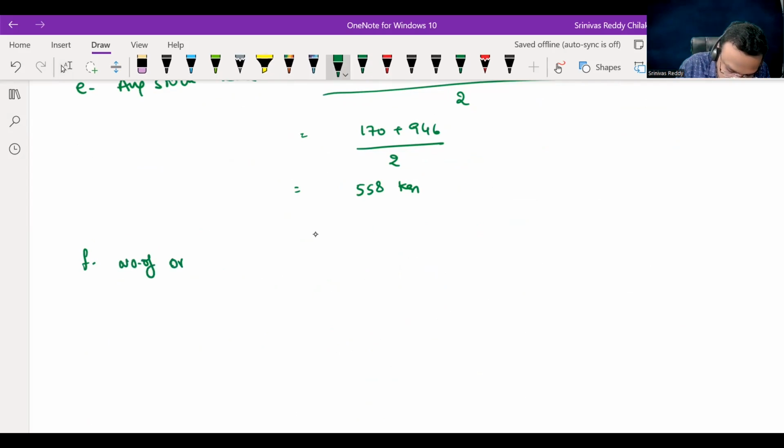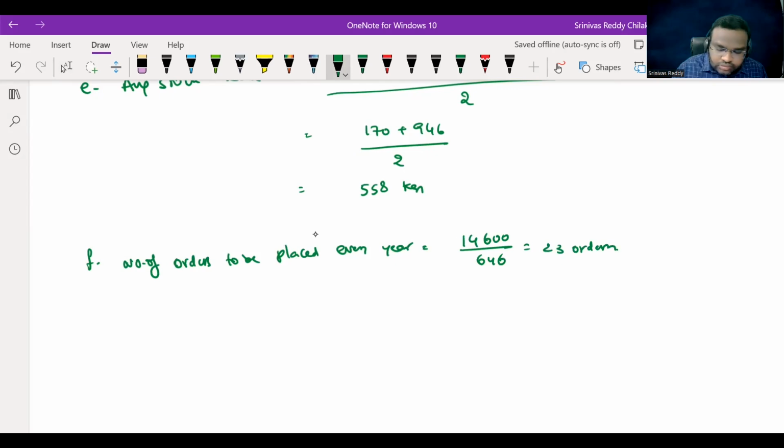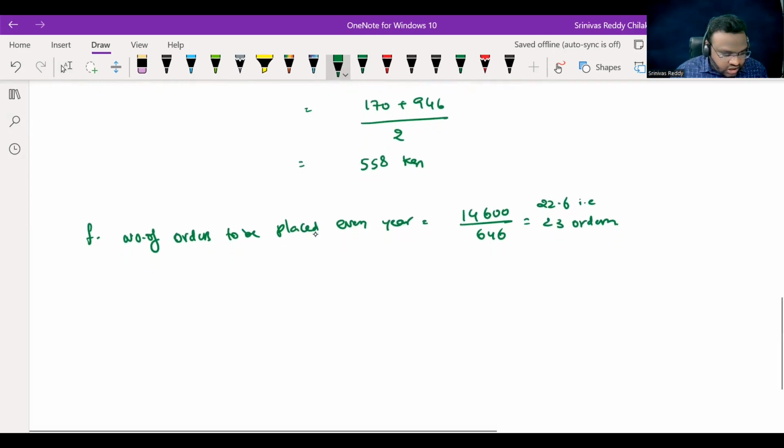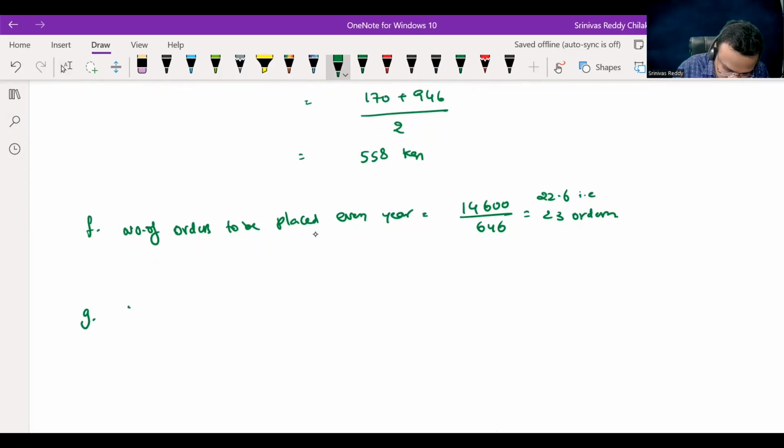Number of orders we placed every year. So annual consumption 14,600 divided by 646. How many orders? 22.60, which we are putting as 23 orders. So in the examination, you can write down 22.6, that is 23 orders.